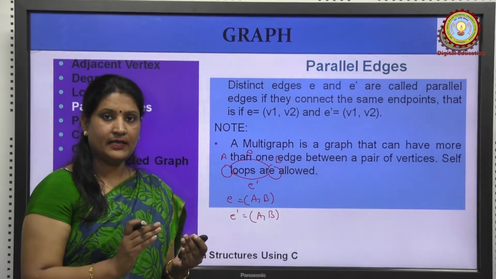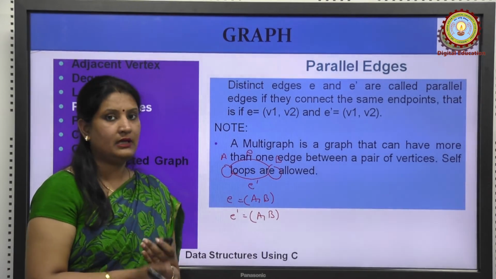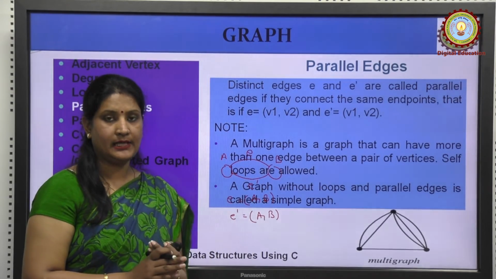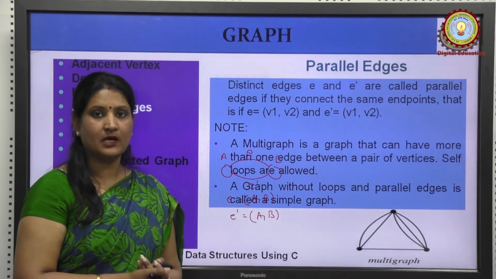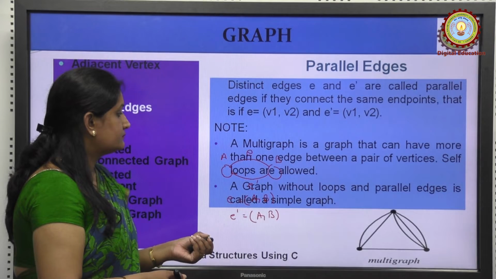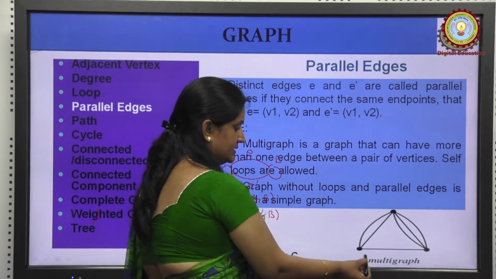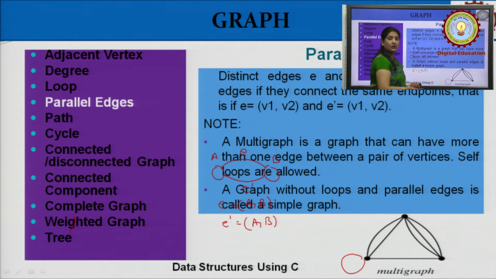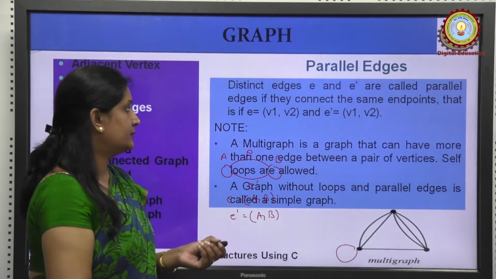In a multigraph, parallel edges and self loops are both allowed, but in a simple graph, no parallel edges and no self loops are allowed. This is a multigraph. In a multigraph, these are the parallel edges. It will also contain the self loop.